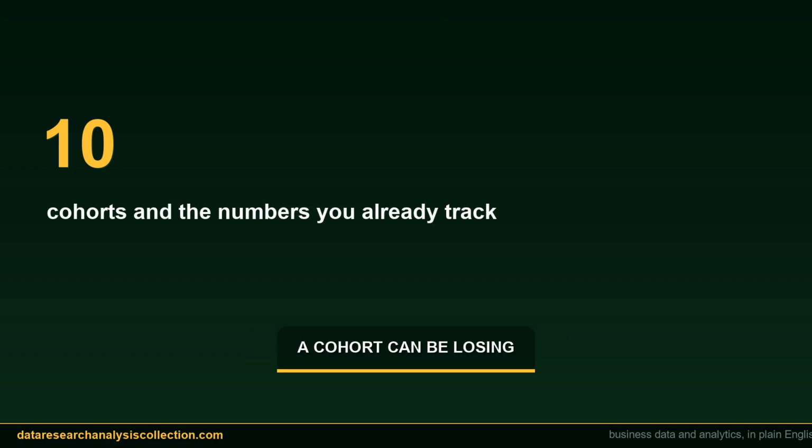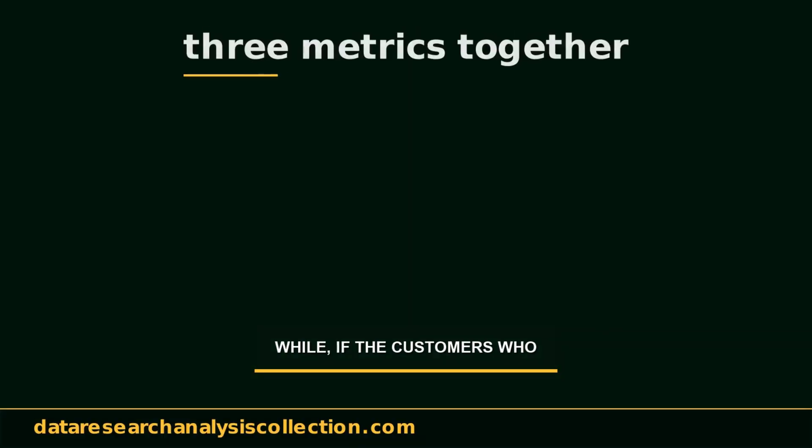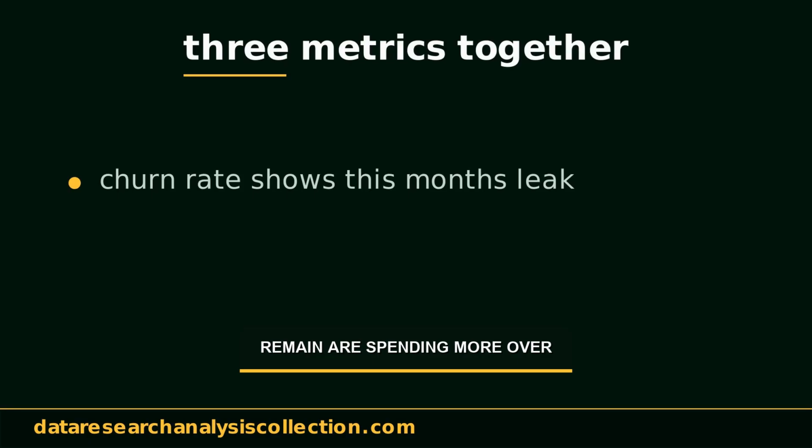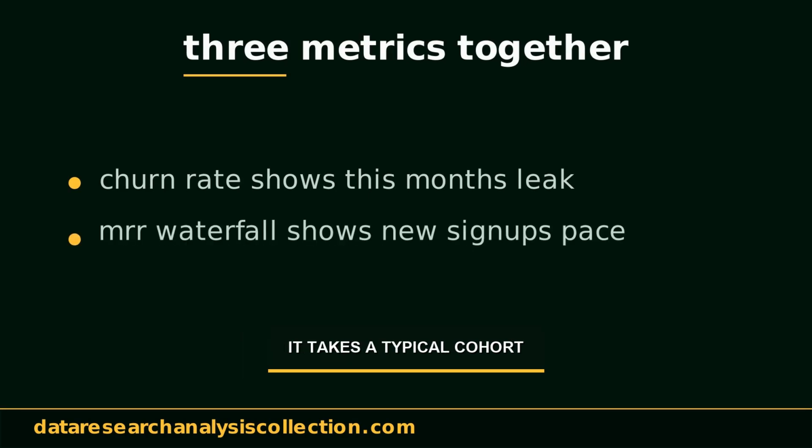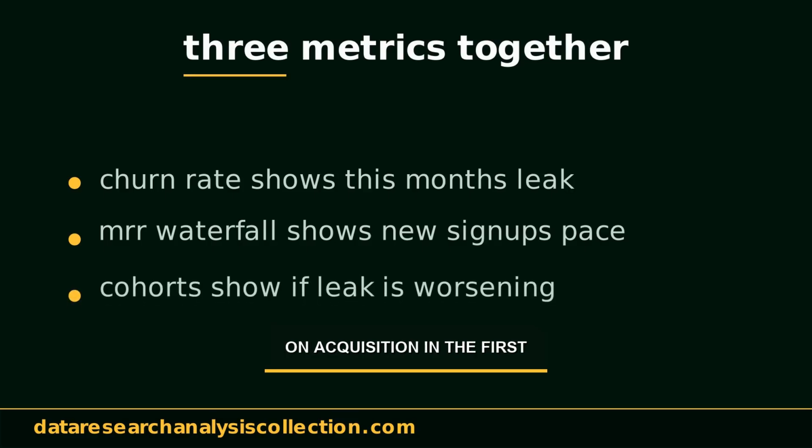A cohort can be losing customers steadily and still show rising cumulative revenue for a while, if the customers who remain are spending more over time, through upgrades or add-ons. Watching this number tells you roughly how many months it takes a typical cohort to pay back whatever it cost you to acquire them, which links this whole exercise directly back to how much you can afford to spend on acquisition in the first place.